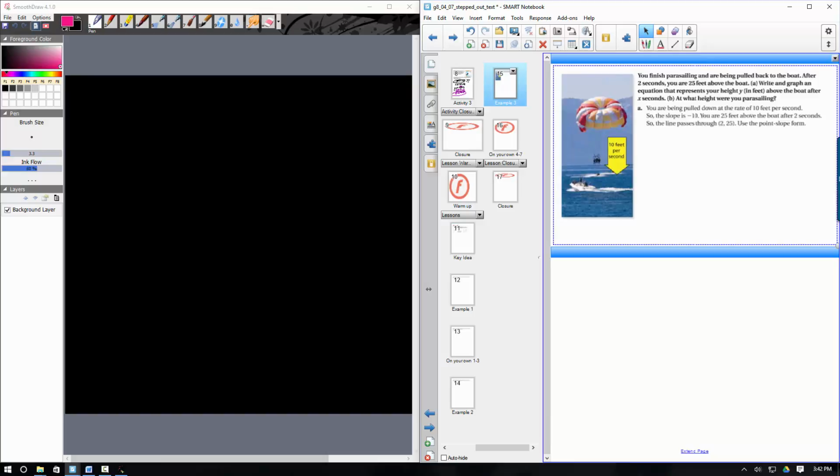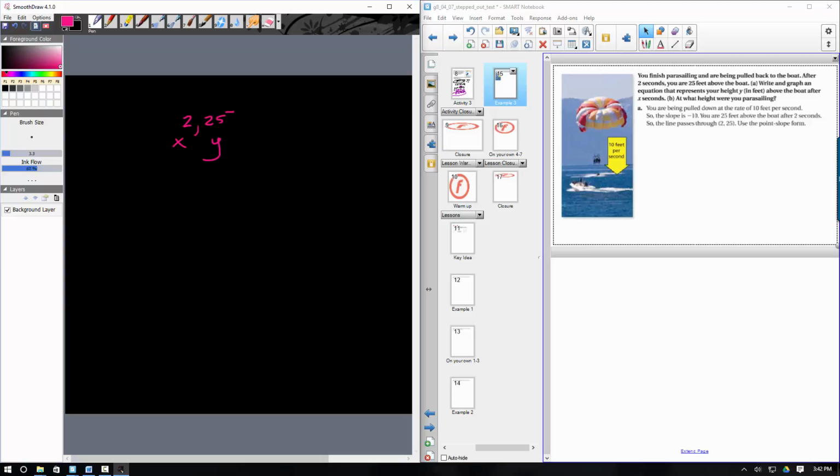I have my time. So my ordered pair would be 2 and 25. So this is my x and this is my y. And then my slope is m equals 10 over 1. And it's really negative 10, right? I'm going down. So let's just plug this in. I'm going to have y minus 25 equals negative 10 times the quantity of x minus 2.